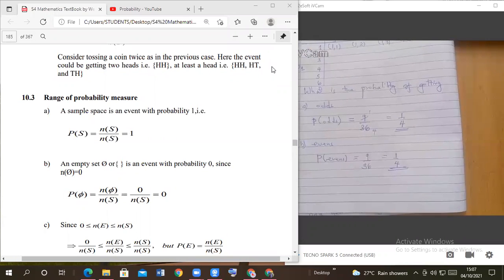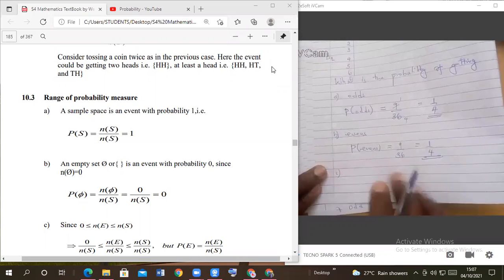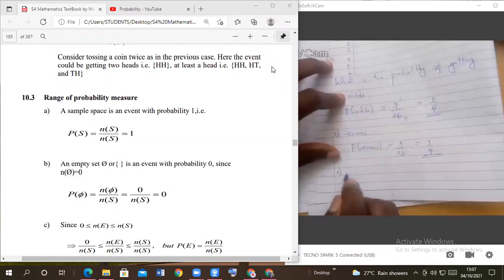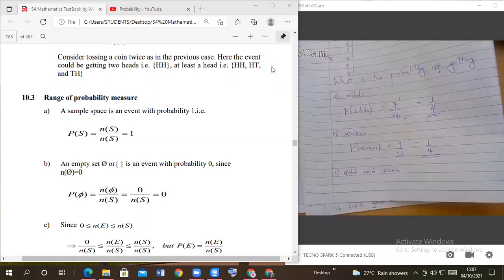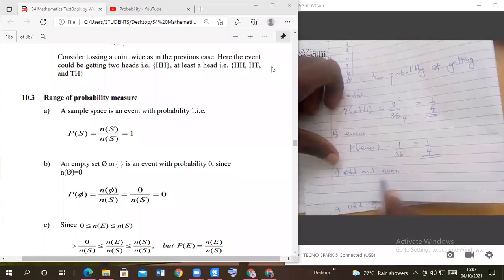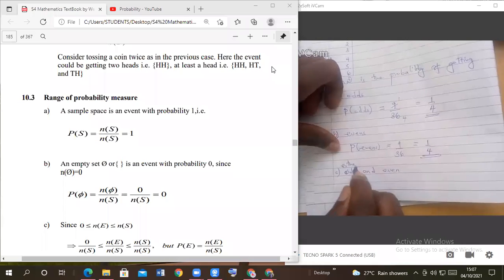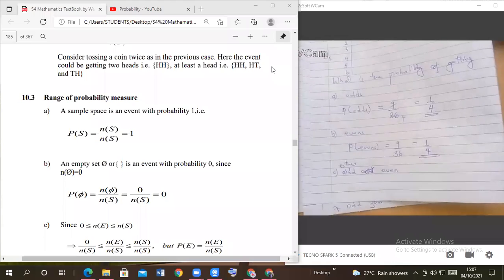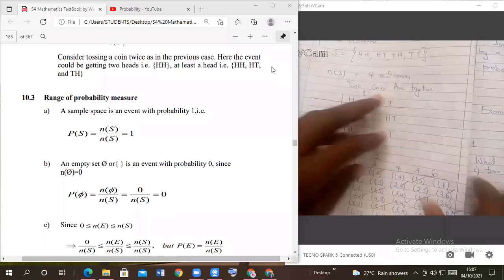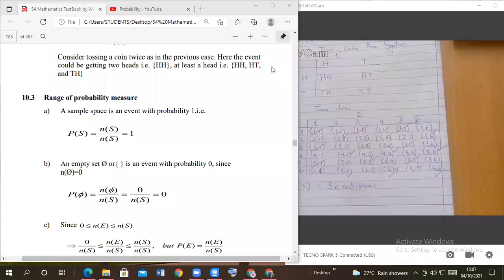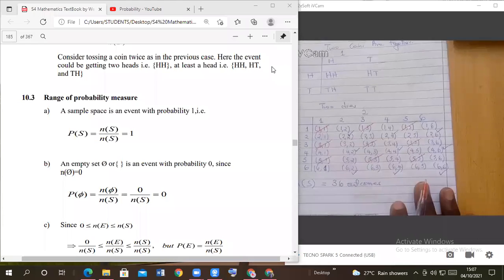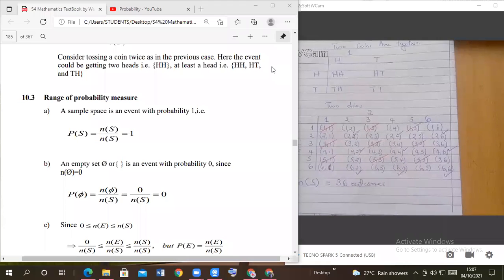Then C, what is the probability of getting an odd and even, which means one of them is odd and the other is even? So let me say, what is the probability of getting either an odd or even? Let's come back to our table here. So one of the numbers is either odd or even. So what is the probability, members?